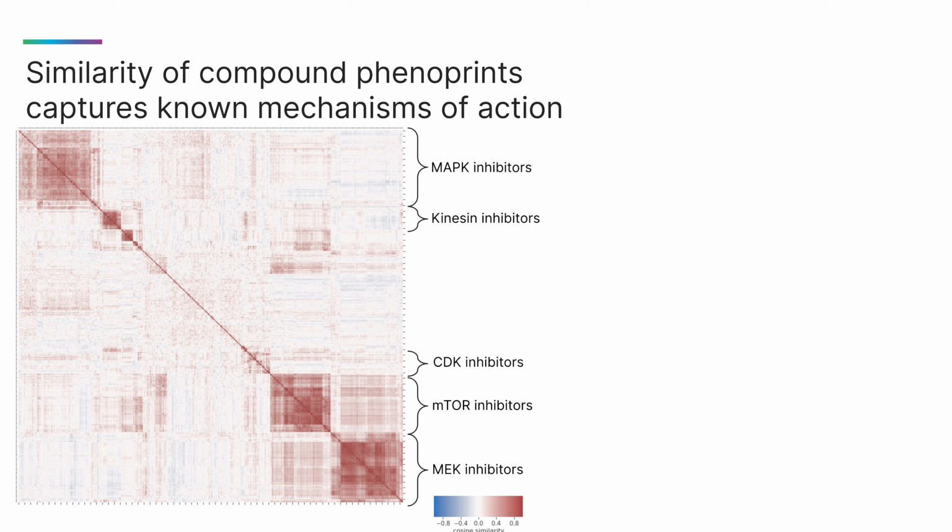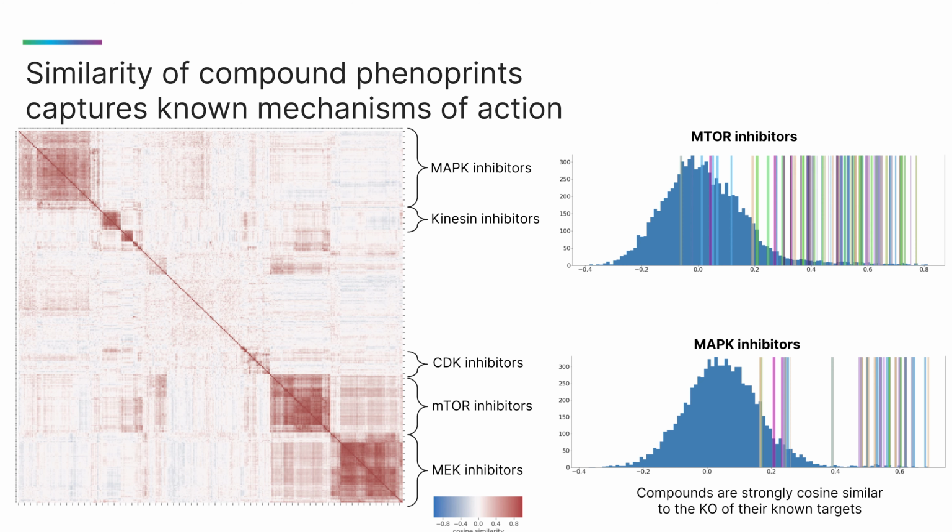For example, the representation you get from the cells when you perturb them with mTOR inhibitors is strongly similar to the one that you get when you knock out the gene mTOR. Let's look at the top plot on the right. The background distribution, represented in blue, is the cosine similarity of all compounds in our library to the mTOR knockout. And each mTOR inhibitor similarity to mTOR knockout is represented by a line of a different color.